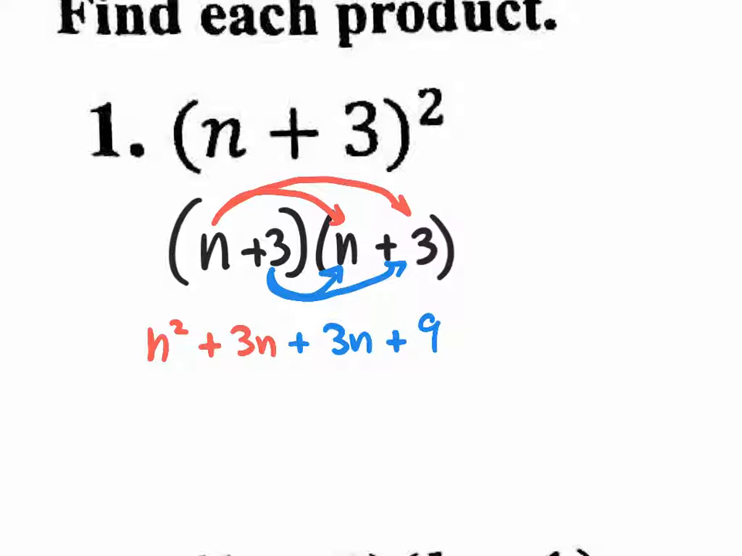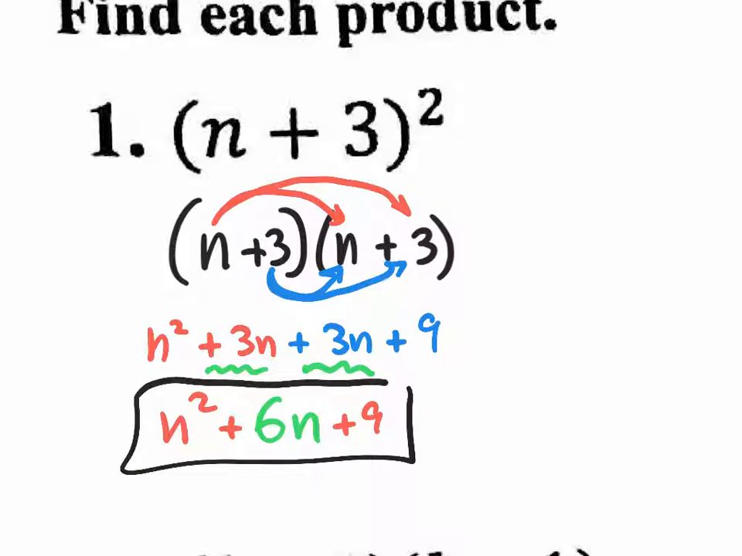And after you distribute, then you combine like terms. So we look at the middle terms right there. We have a 3n right there and a 3n right there. And when we combine 3n plus 3n, that is a total of 6 n's, right? So the final answer would be bringing down the n squared. That's a positive 6n, bringing down the plus 9. And that's it right there. That's your answer. N squared plus 6n plus 9.